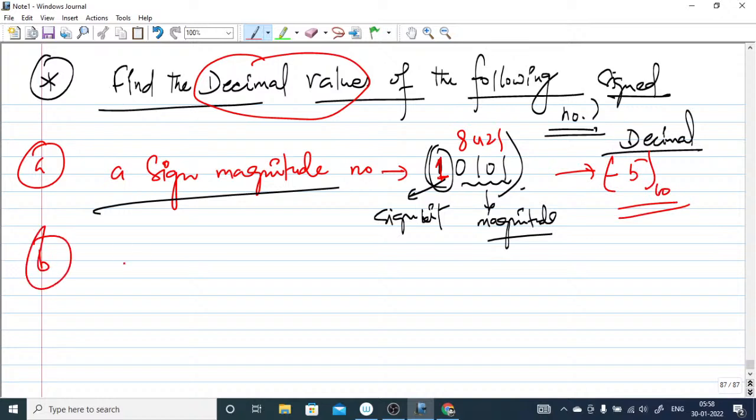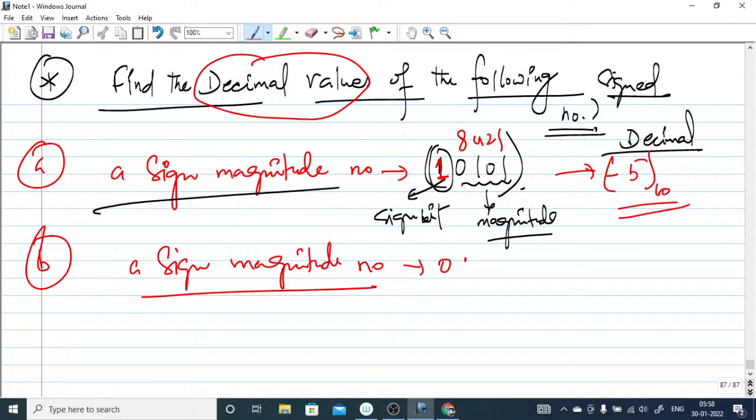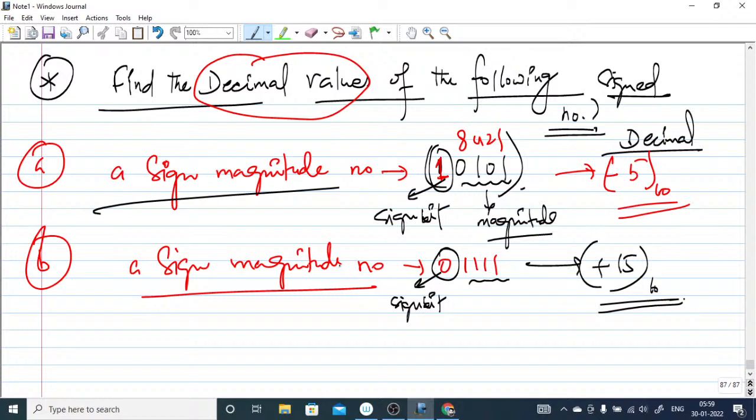And B is a sign magnitude number given as 01111. The first bit is always the sign bit, and if the sign bit is 0, it means plus, and you take the number that is F, or you can say 15.